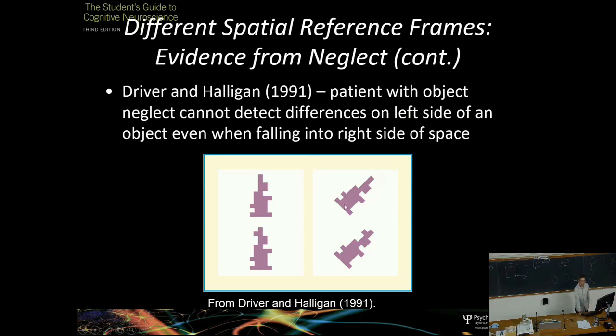So patients with object-centered neglect are bad at both this version of the task and that version of the task. Whereas patients who are just neglecting space defined in terms of the midline would have differing performance depending on how you're defining that, whether you're in object-centered coordinates or more space-centered coordinates.